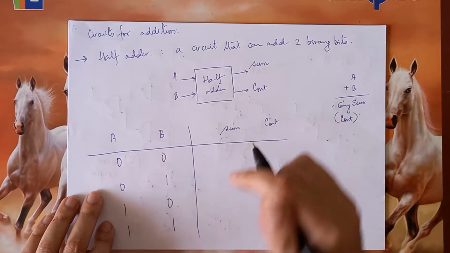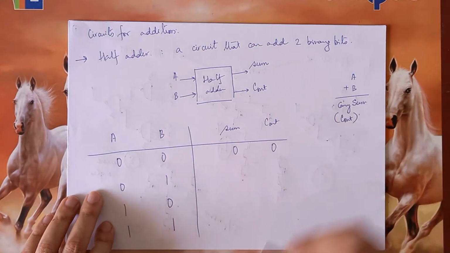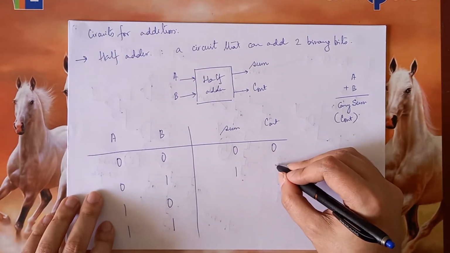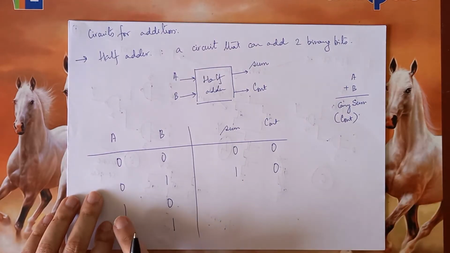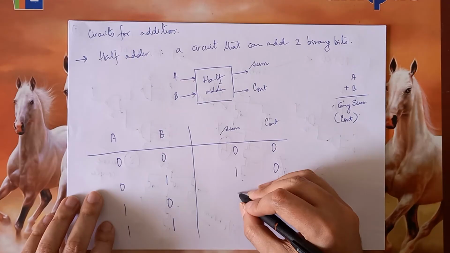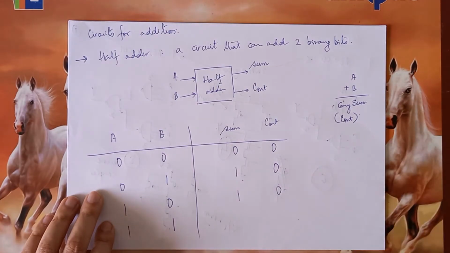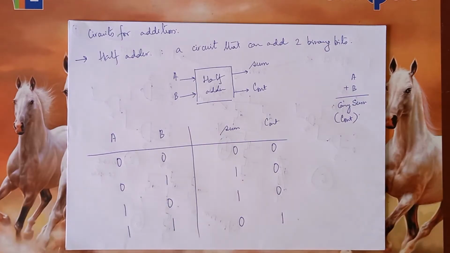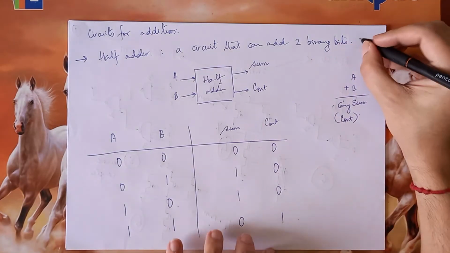So 0 plus 0 means the sum is 0 and the carry is 0. 0 plus 1 means the sum is 1 and the carry is 0. 1 plus 0 is again the same. The sum is 1, the carry is 0. 1 plus 1 means the sum is 0 and the carry is 1. So, this is what the truth table of a half adder looks like.